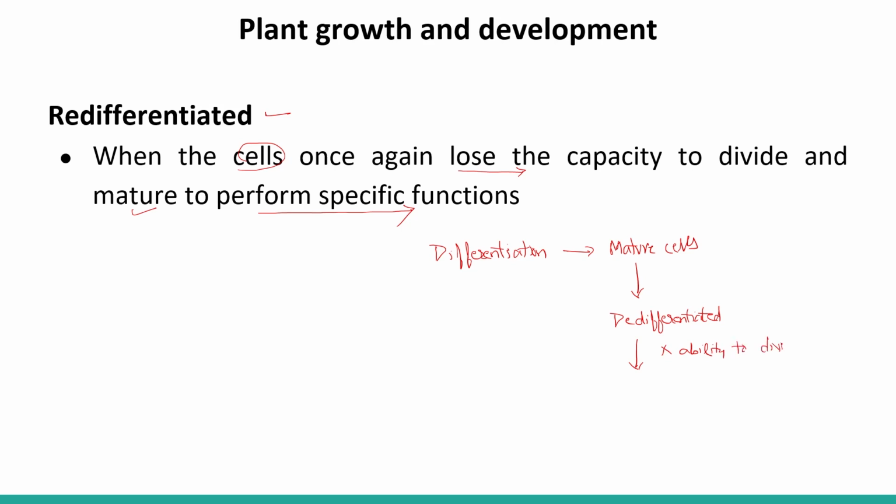What happens if they lose the ability to divide? Mature cells are again produced, and this process is known as redifferentiation. Here you can write: gain the ability to divide depending on the conditions of the organism.